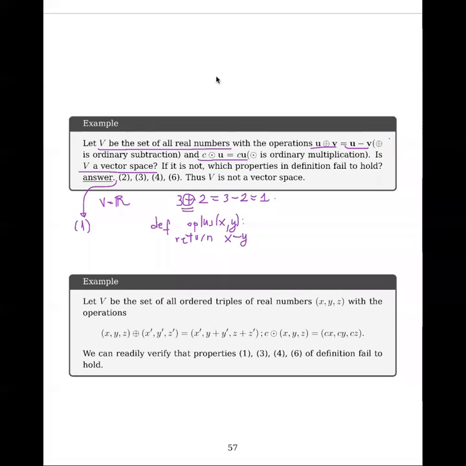Okay, so this was a non-example. Should we verify all the 8 properties? There's a short way out. Yes, there's a short way out. You will see it in the next section. But if even one of the properties is not satisfied, then it's not a vector space for sure, because vector space means all the properties must be satisfied. But there's an easier way in some cases, okay?